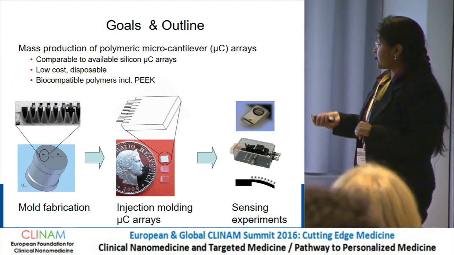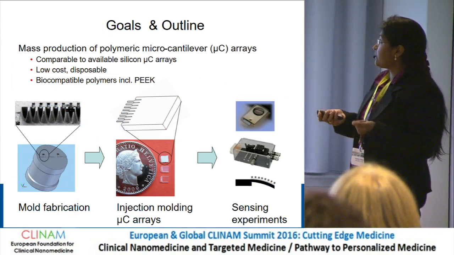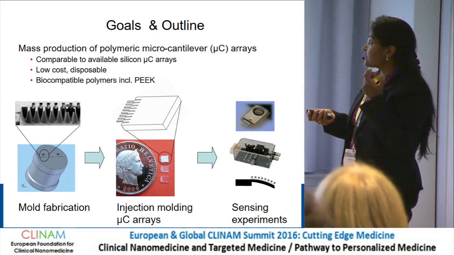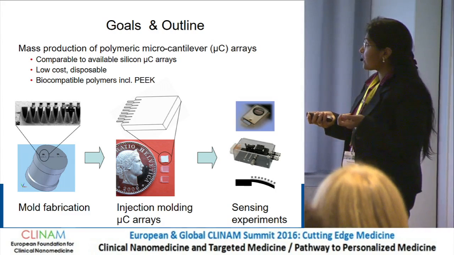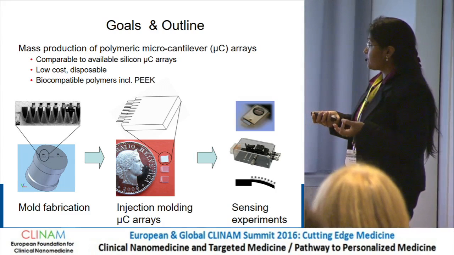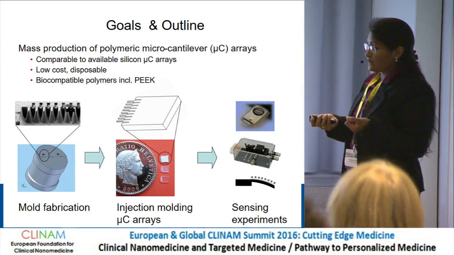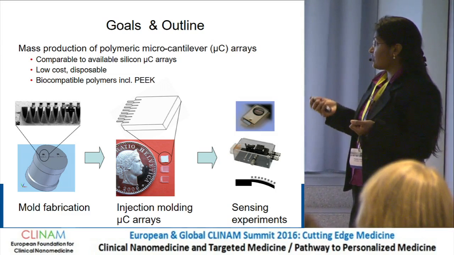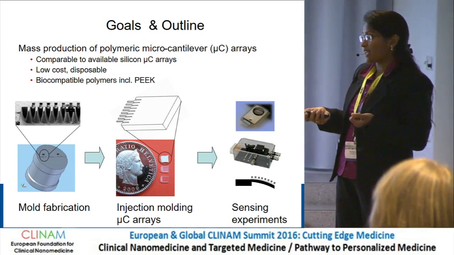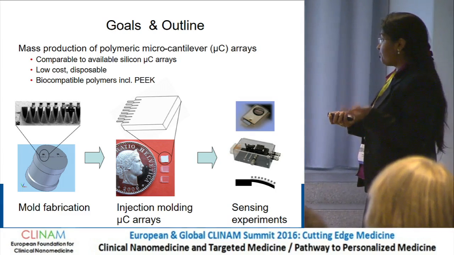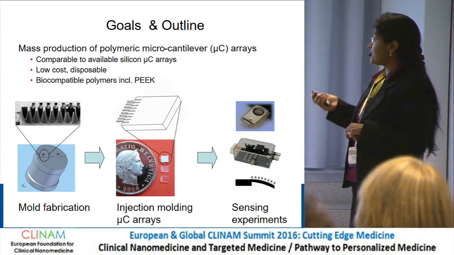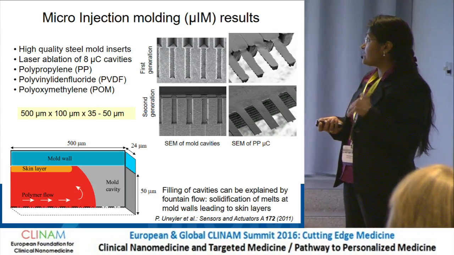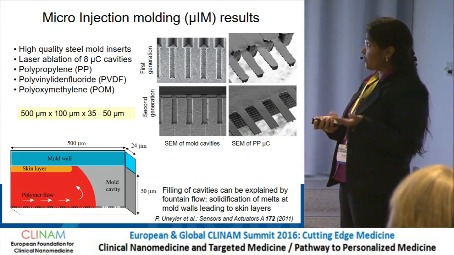The goal of our study was to mass produce polymeric microcantilever arrays comparable in size and signal sensitivity to silicon microcantilevers, which were low cost, disposable, and could be used for sensing experiments. To begin with, we had to fabricate the mold, then injection mold these cantilevers, characterize the cantilevers for their mechanical properties and deflection, and then go on to sensing experiments. So I start with the injection molding results. As you see, we need to do quite some iterations.